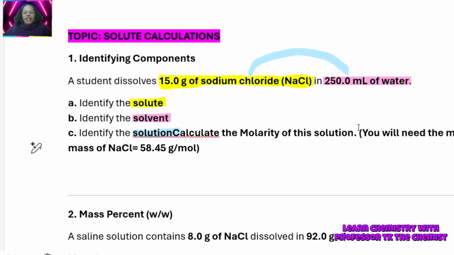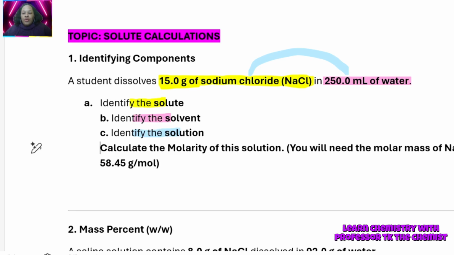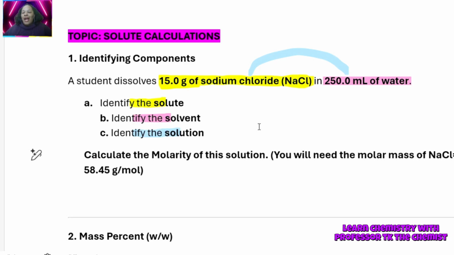Now, here is the thing. Hold on, y'all. Okay, but here is the thing. When you do these problems, I want you guys to keep in mind that each of these examples here are built upon one another, okay?